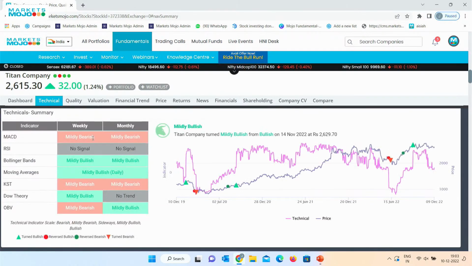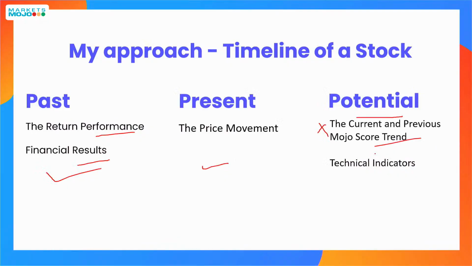Okay, I can see mildly bearish, but there is mildly bullish also. And even here it's a downtrend. You can see the company turned mildly bullish from bullish. The company was bullish before and it has turned mildly bullish. So when this is a cross sign, I can't reach a proper opinion over here.